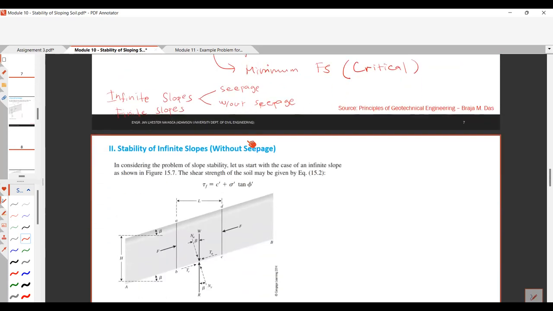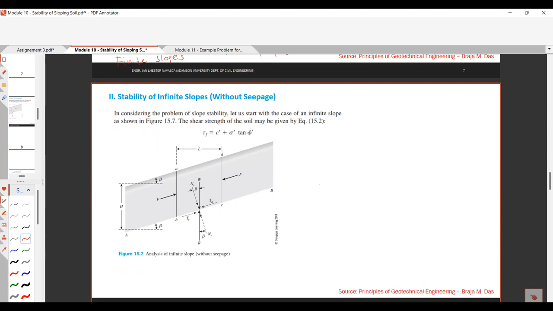So infinite slopes, ibig sabihin, tawag dito, for example, meron kang retaining walls in your foundations. So maggagawa ka ng retaining walls. So for example, this one. Masyadong malaki yung ano mo. Let's say hindi na lang retaining walls, yung ilalim nung bundok or ilalim nung hill, lalagyan natin ng road sa ilalim.